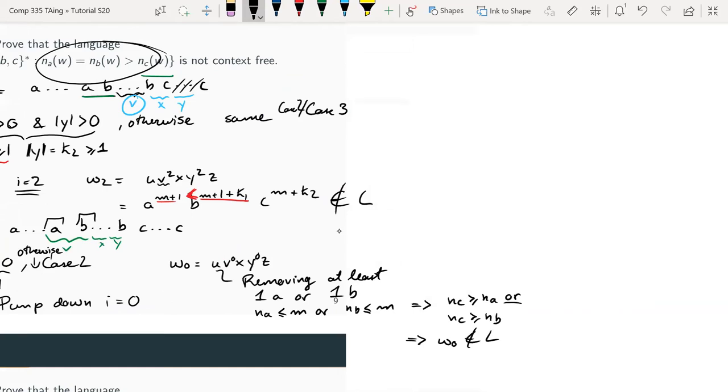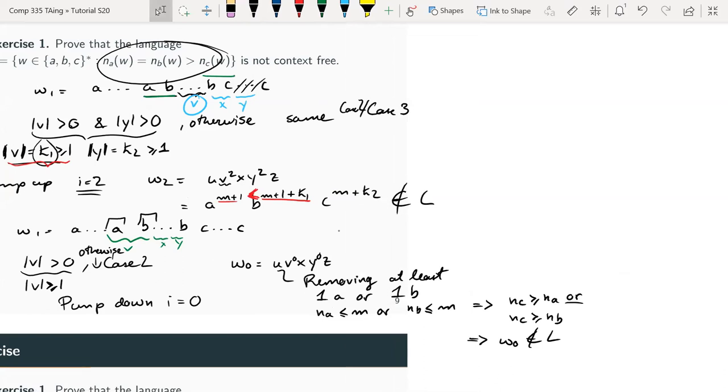And so I said that pumping up would not work. The reason why pumping up would not work is you don't know how many a's and how many b's are in the v. If they're exactly the same number of a's and b's in the v, then if you pump up, you would just increase the number of a's and b's equally. So then this inequality would remain true. So pumping down is actually the only way that you could get a contradiction in this case.